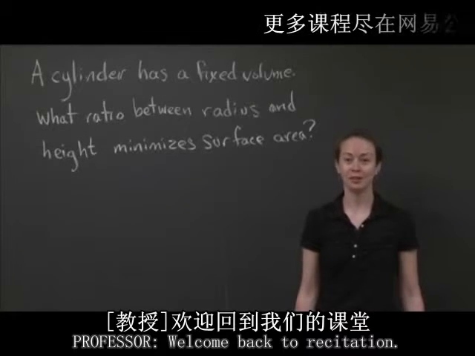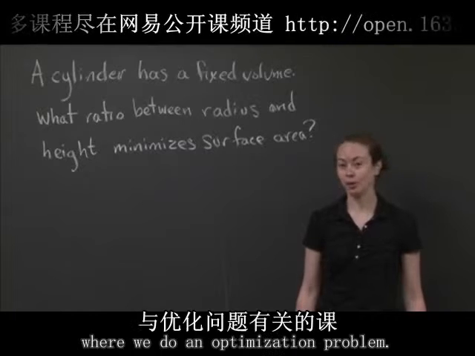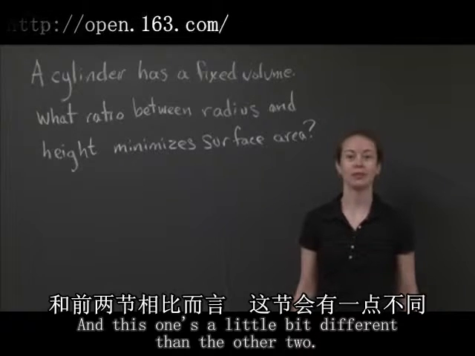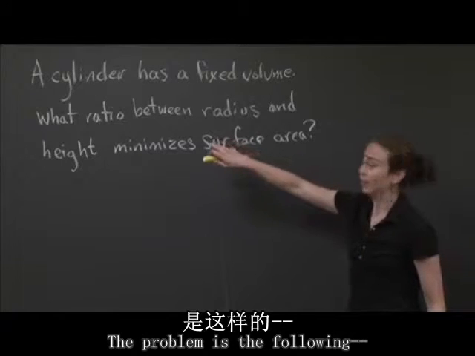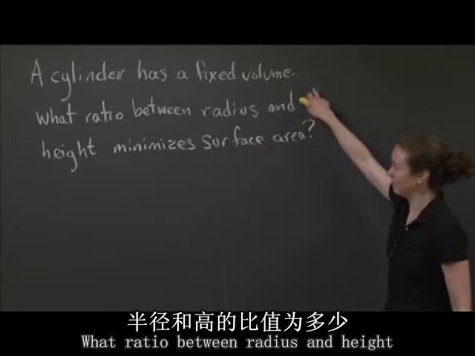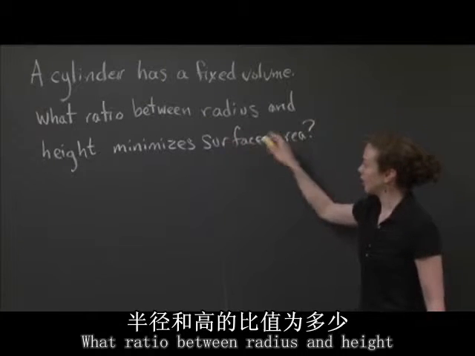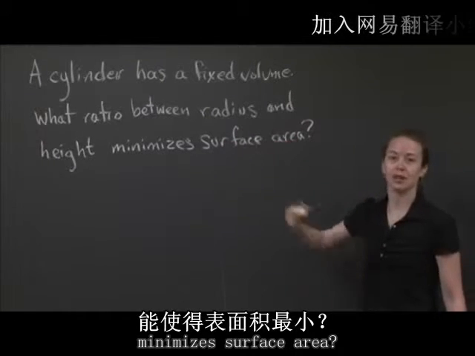Welcome back to recitation. This will be the last video where we do an optimization problem, and this one's a little bit different than the other two. So I'm going to give you the problem now. The problem is the following. A cylinder has a fixed volume. What ratio between radius and height minimizes surface area?